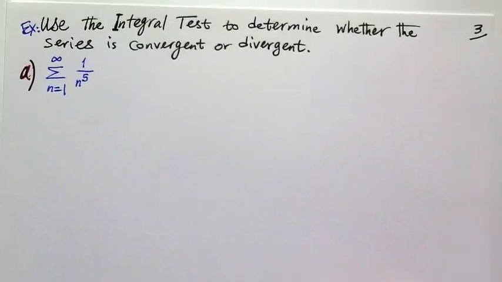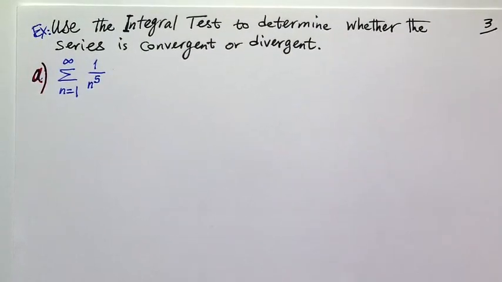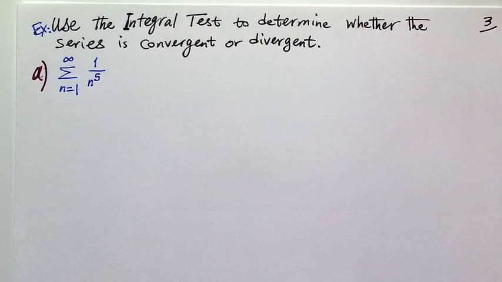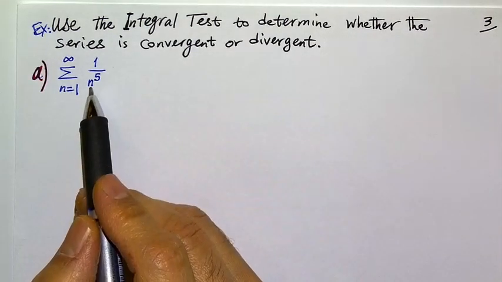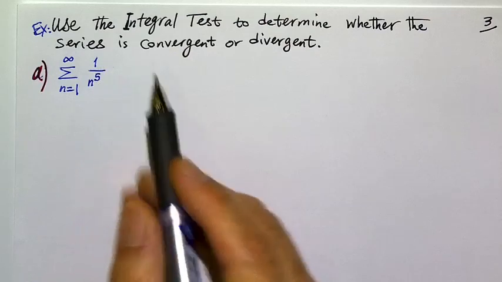So keeping in mind those three conditions for the integral test, that the function should be continuous, it should be positive, and it should be decreasing, let's approach some examples here. So here we want to use the integral test to determine whether the series is convergent or divergent. So first, let's replace n with x. So we'll get a function 1 over x to the 5, right?